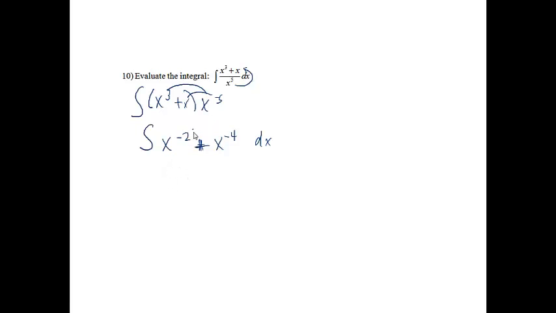So if I increase this power by 1, I'll get x to the negative 1. The reciprocal of negative 1 is negative 1. Next part, increase my power by 1, I'll get x to the negative 3. The reciprocal of negative 3 is negative 1/3. So now rewriting this so I don't have negative exponents, I'll have negative 1 over x minus 1 over 3x cubed plus c, and I am done.